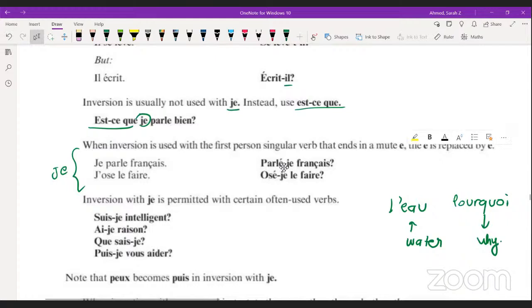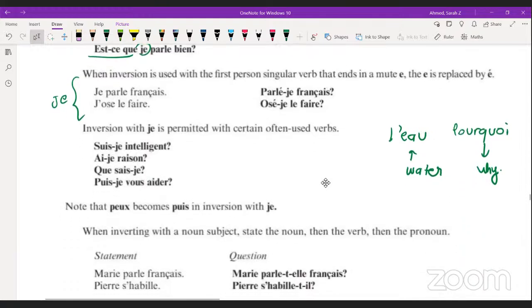With a word that ends with e, you just add an apostrophe kind of thing. So, je parle français. Parle-je français. J'ose le faire. On le fait. Ose-je. Le faire. Je le fais. Okay, so you just add that accent there.